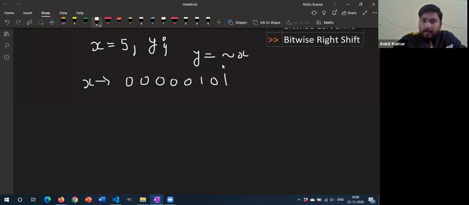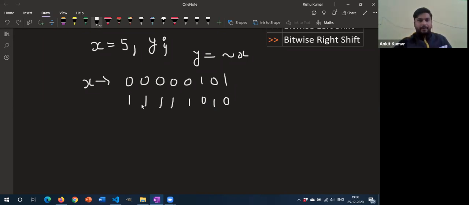Now I want to perform the not operation. When we want to perform the not operation, whatever value that you have, just invert it. So here in this case, I have 1, it will become 0. This 0 will become 1. This 1 will become 0. And all these zeros will convert into 1. This is the operation of the not operator.